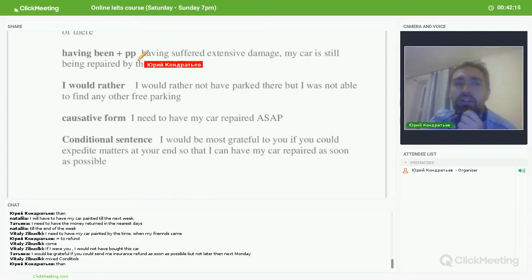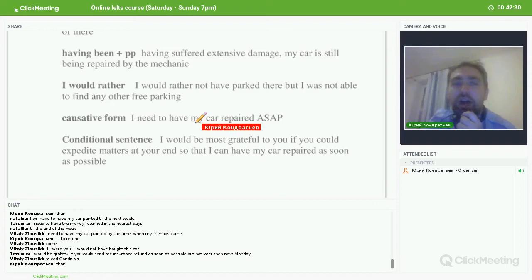Having been extensively damaged, my car is still being repaired by the mechanic. There is a mistake here. It's not the correct construction. It should be something like having been damaged extensively, my car is still being repaired by the mechanic. I would rather not have parked there, but I was not able to find any other free parking.